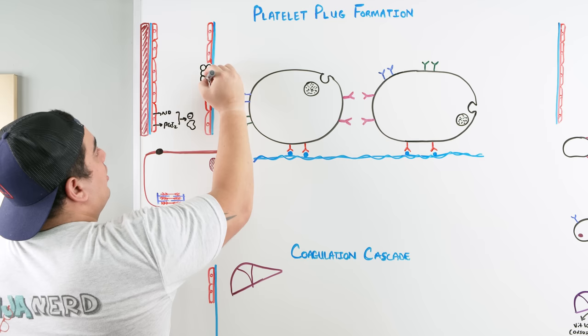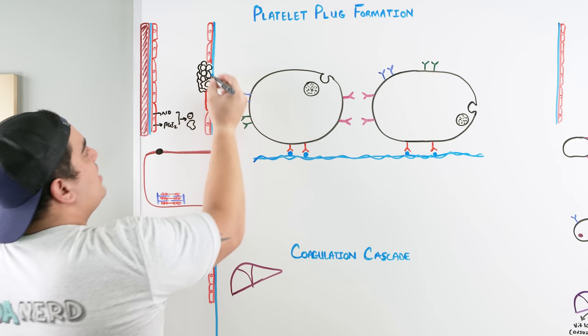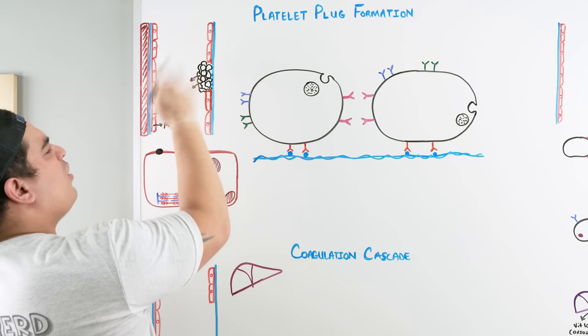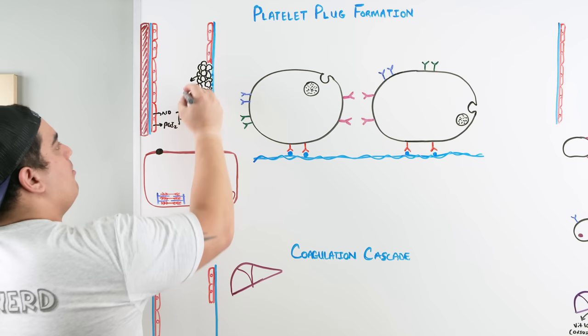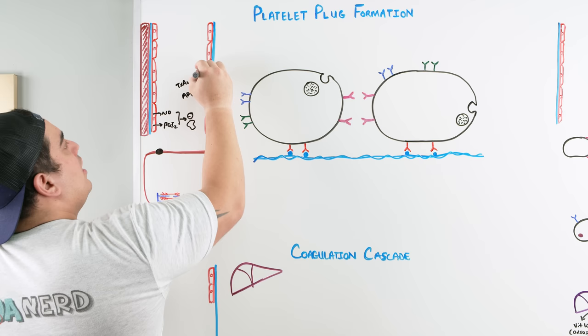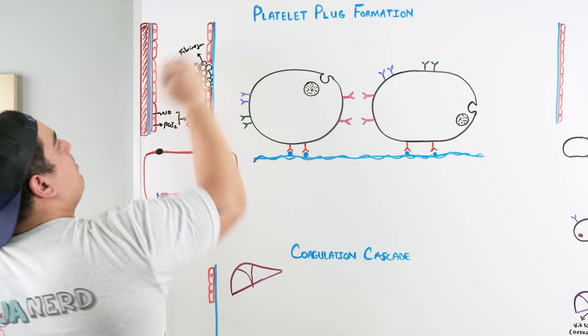But what's really cool is once this plug begins to form, platelets become activated and they release all these different types of molecules. We'll talk about some of them, but things like ADP and thromboxane A2. They'll secrete things like von Willebrand factor and fibrinogen, so many different molecules.